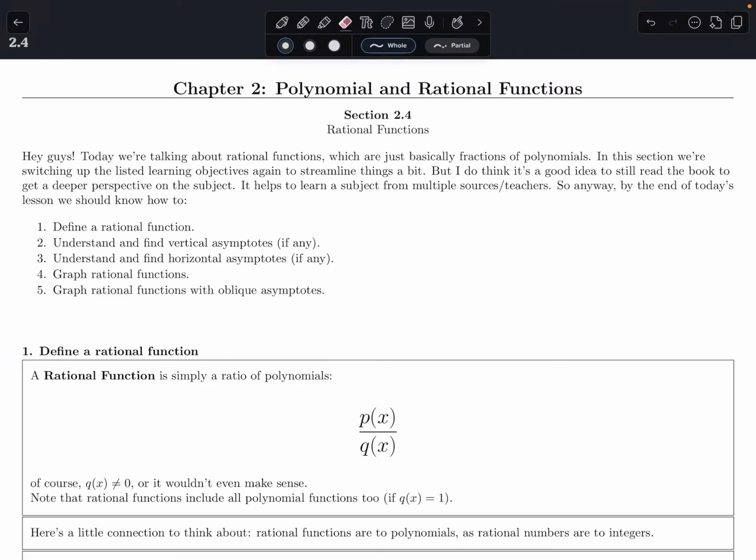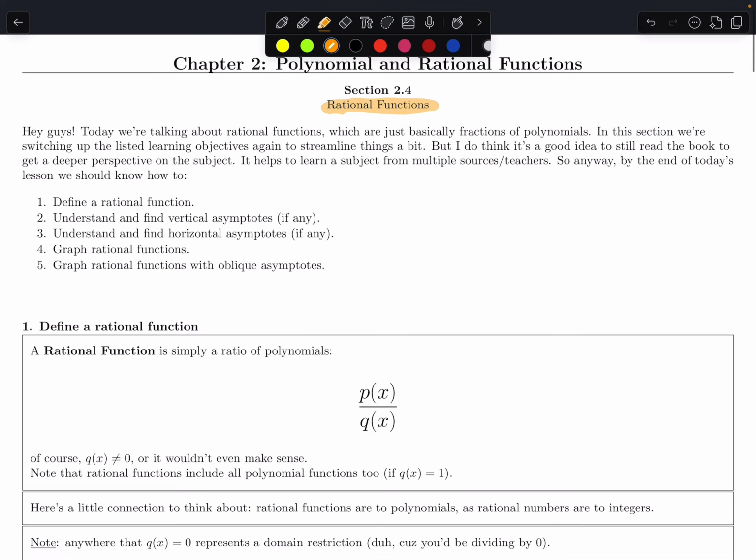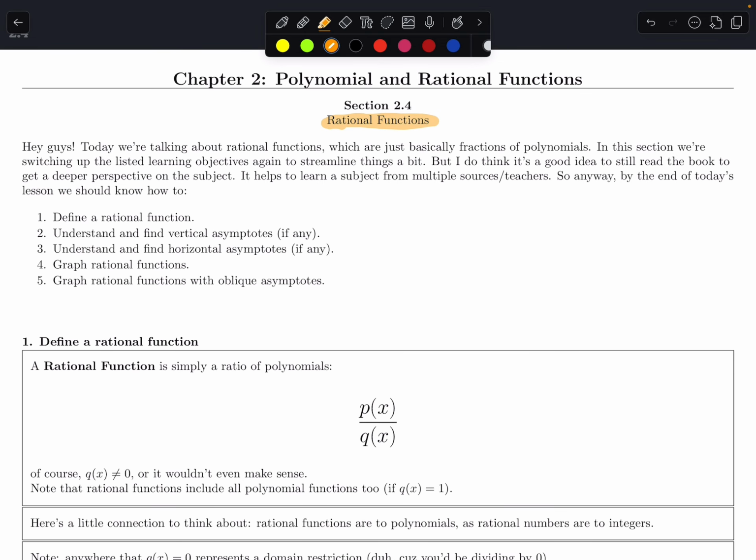This is section 2.4 about rational functions. We'll talk about what those are in a minute. Okay, let's see. I changed the learning objectives compared to the book for this one again, just to try to streamline things. I think it's still a good idea to read the book and get a deeper perspective.